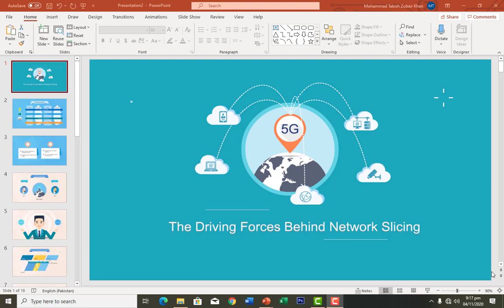In today's lecture, we will look at 5G network slicing and then we will see network slicing solutions. In our previous lecture, we discussed the challenges we were facing before 5G, what 5G basically is, and then we looked at the 5G architecture. And in this lecture, we are going to look at 5G slicing.